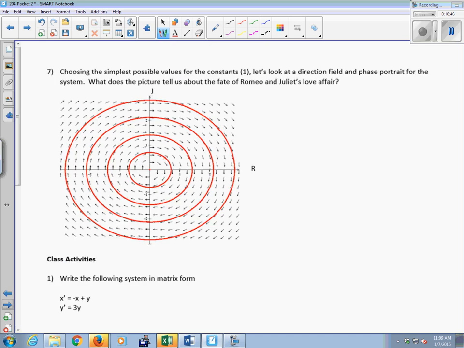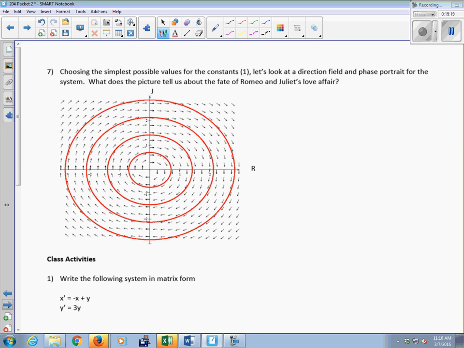Okay, so again, we chose the simplest possible values for the coefficients there. I used a computer program, which is what I'm going to have you learn how to do in your project, to create a direction field and a phase portrait for this system. So this is the RJ plane. You can't really see time in here. Time is like how you draw these circles, watching them be drawn in real time. But this is Romeo's feelings versus Juliet's feelings.